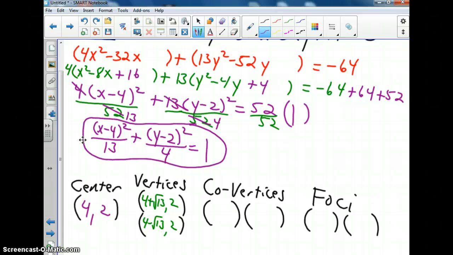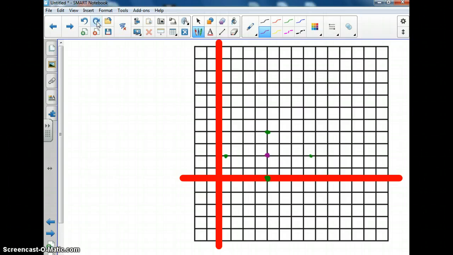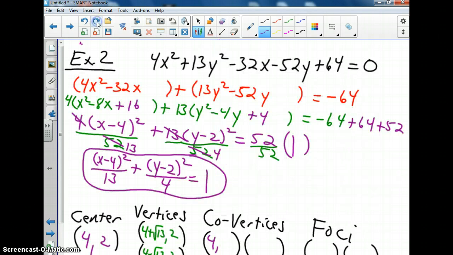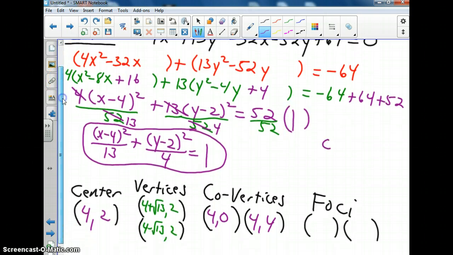All right, now how much is the b squared? Yes, 4. So how much is the b? 2. So you're going to go to the center and add or subtract 2 from the x or the y? The y. So that's going to give you then what coordinates? 4, 0, and there they are right there, and 4, 4, right? So you get 4, 0, and 4, 4. It is right. And you go do that on the graph.